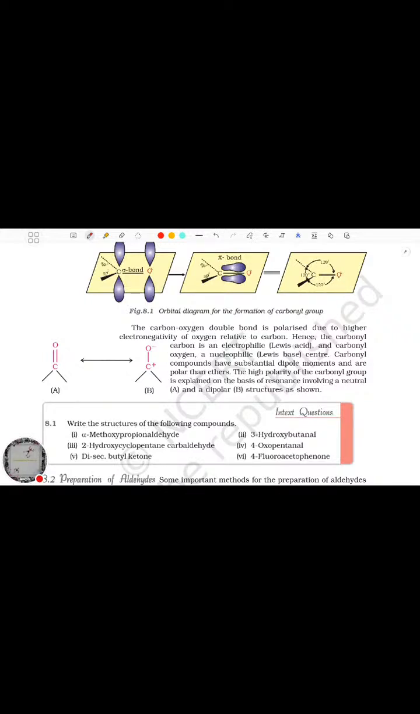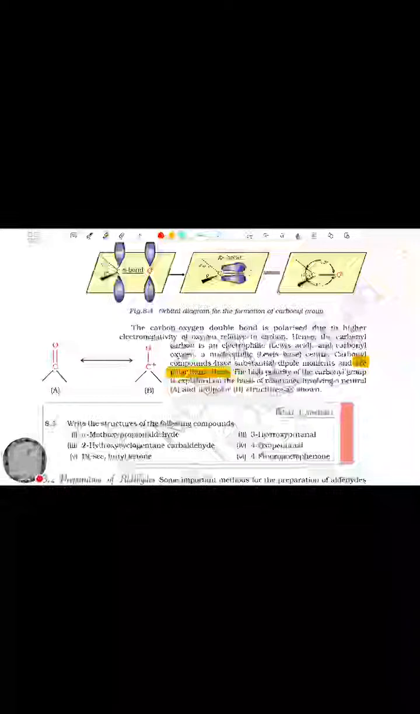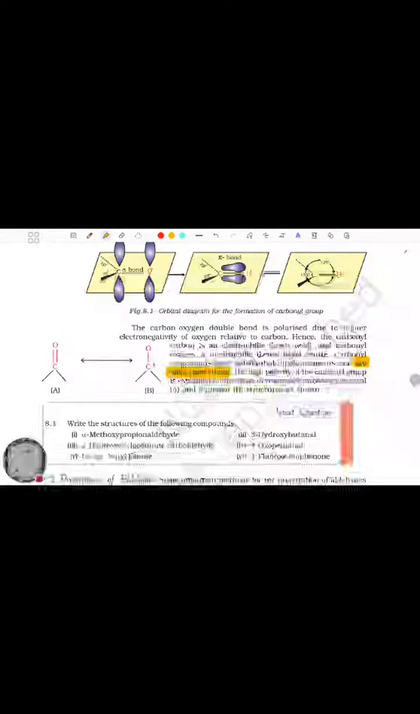So we can have an acid-base reaction as well in these carbonyl compounds. They have substantial dipole moments and are more polar than ethers. So there's some comparison occurring, which has to be noted. The high polarity of the carbonyl group is explained on the basis of resonance, involving neutral A and dipolar B structures as shown.